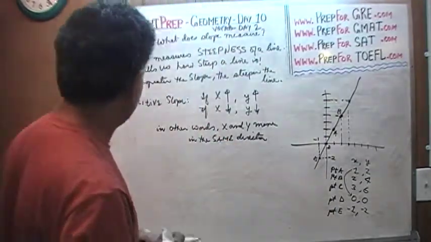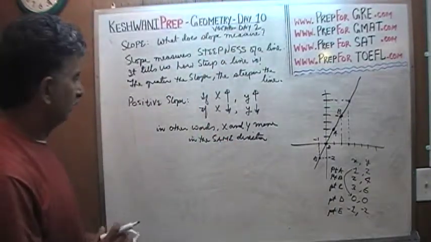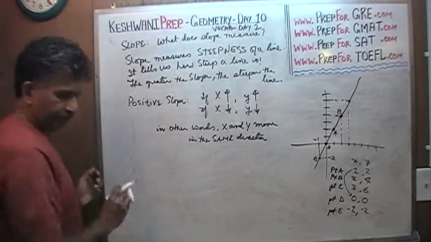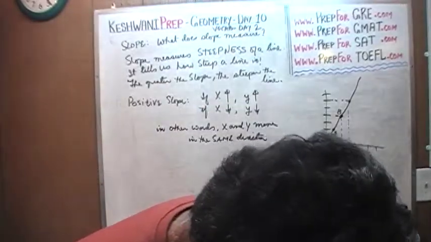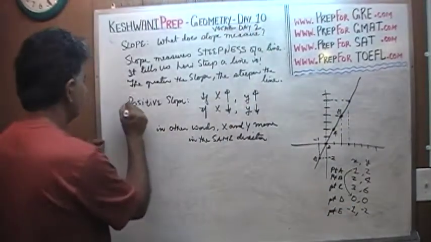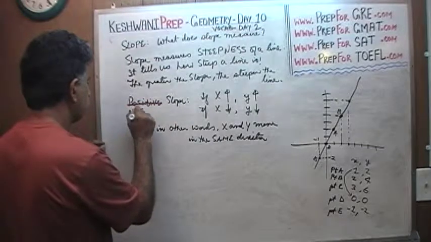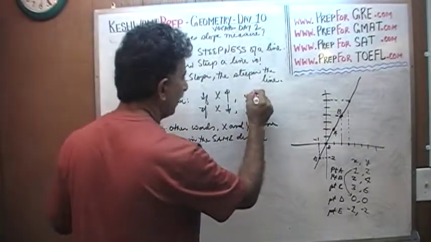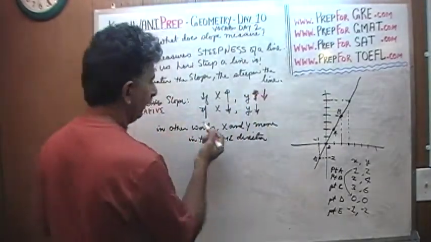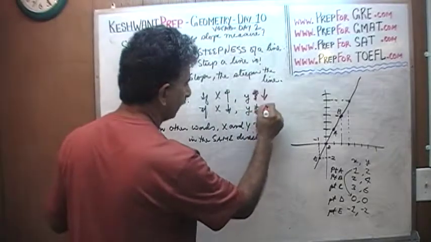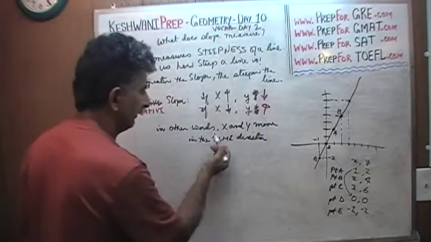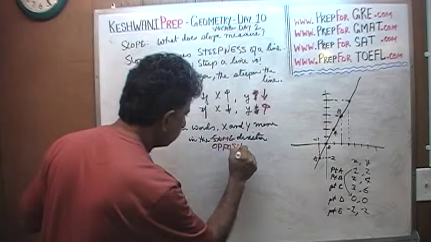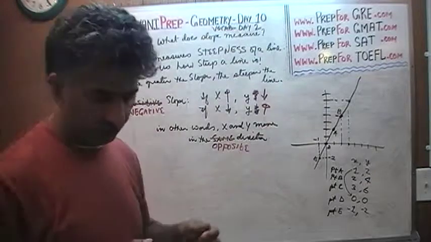Now let's take a look at an example of a negative slope. I'm going to erase all of these things so that it doesn't get too crowded. Let's talk about a negative slope. Negative slope simply means that if x goes up, y goes down. And if x goes down, y goes up. In other words, x and y move in opposite directions. We'll take a look at an example of that now.